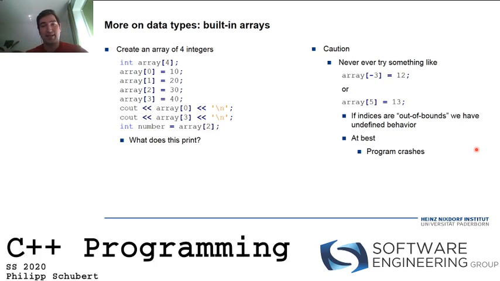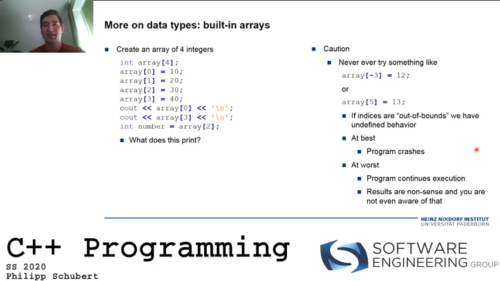So what could happen? At best, your program crashes. That's a good thing here, really, because then you notice that your program contains a bug, and then you can fix it. That's not so good, since you have to put some additional effort into fixing your bugs. What is even worse is if you have such undefined behavior and you do some rubbish computations, and then your program continues execution, because then the results of your program are nonsense, and you might not even be aware of that, depending on your computation domain.